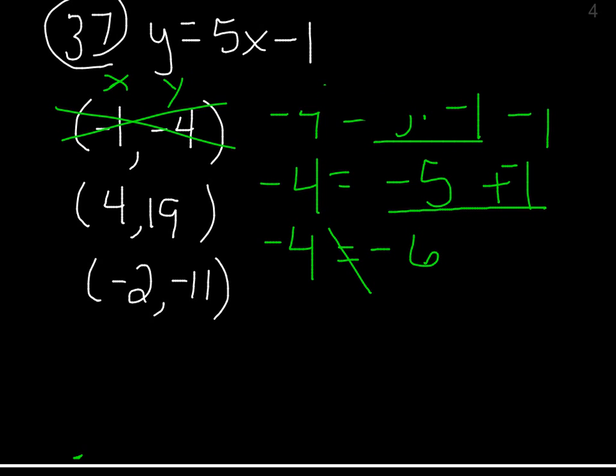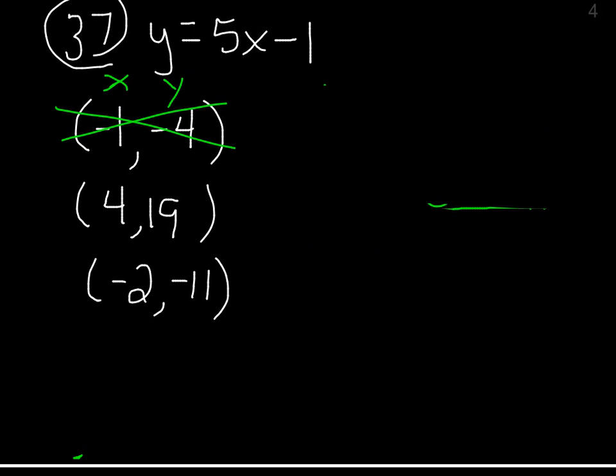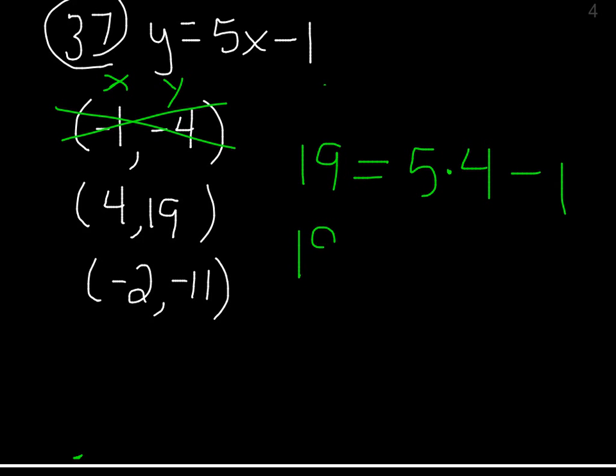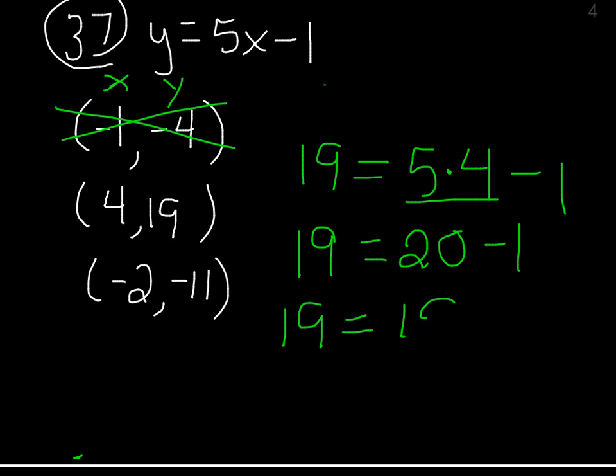Looking at the next one, we're going to plug in 4 and 19 for x and y, so I'm going to go 19 for y equals 5, and then times 4 for the x minus 1. Then I just keep going and do the math. 5 times 4 is 20. Okay, so we have 19, and then 20 minus 1 is 19. Since this is true, then this one is a point on the line, so you'd write yes.